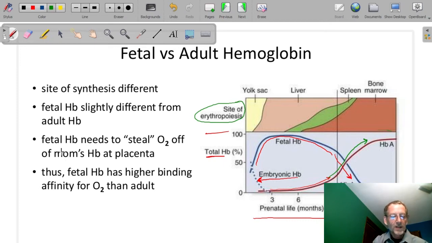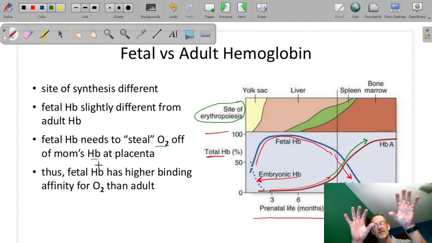So one of the things to note that we'll talk about more when we do reproduction is that the fetal hemoglobin needs to steal oxygen from mom's hemoglobin in the placenta. So the 2 bloods don't mix in utero during development. Fetal hemoglobin stays in the fetal circulation. The maternal hemoglobin stays in the maternal circulation, and they do not mix. The bloods stay separated at the placenta, where gases and nutrients and wastes can go back and forth. But the cells don't mix.